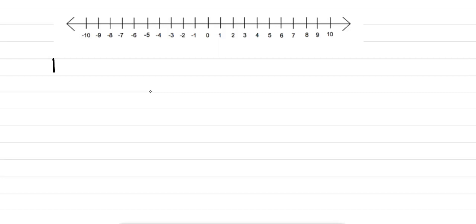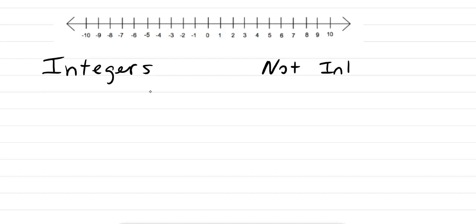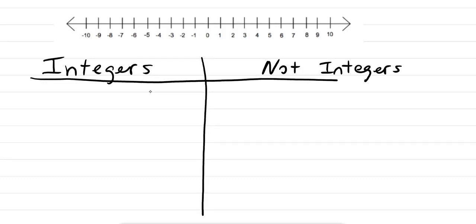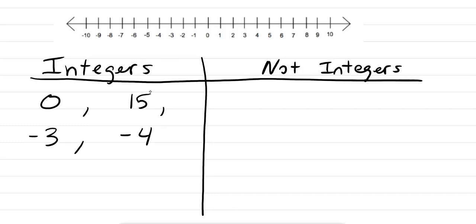Okay, so let's make a table of things that are integers and things that are not integers. So integers would be any number that's positive, 0, or negative that does not have a decimal or is not a fraction. So be careful with some fractions, because some fractions you can simplify to be integers. So for example, 10 divided by 2 is 5. So that one turns into an integer.